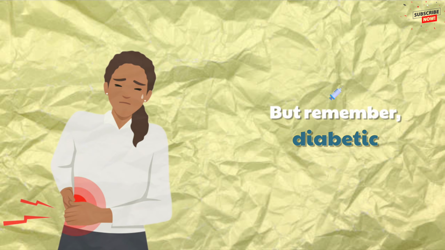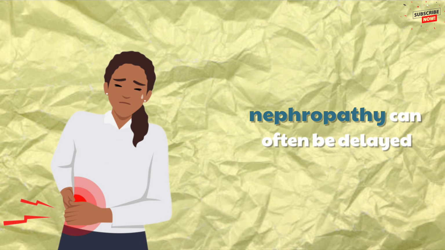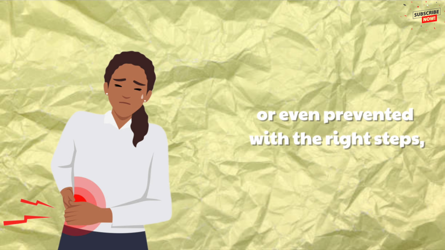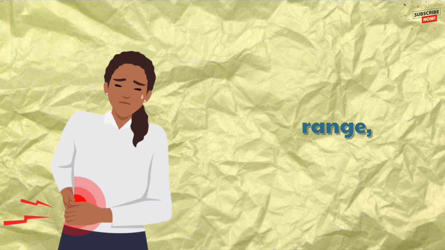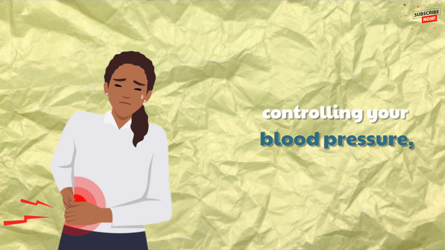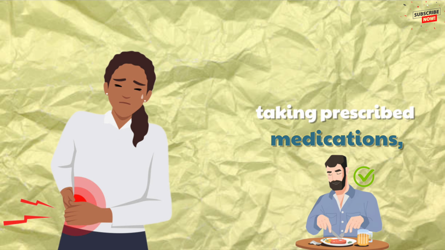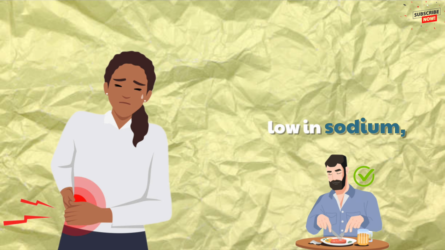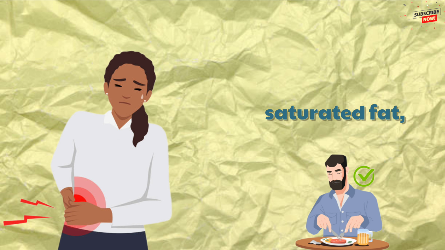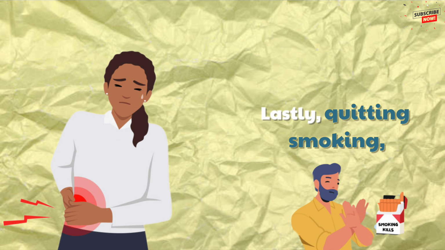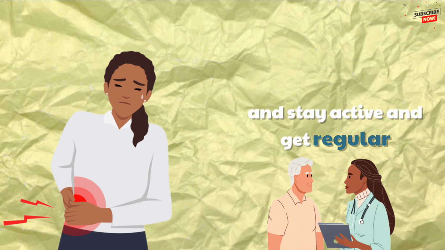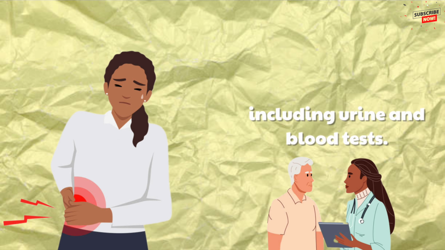But remember, diabetic nephropathy can often be delayed or even prevented with the right steps, such as keeping your blood sugar levels within the healthy target range, controlling your blood pressure, taking prescribed medications, eating a kidney-friendly diet, low in sodium, saturated fat, and processed sugars. Lastly, quitting smoking, staying active, and getting regular checkups, including urine and blood tests.